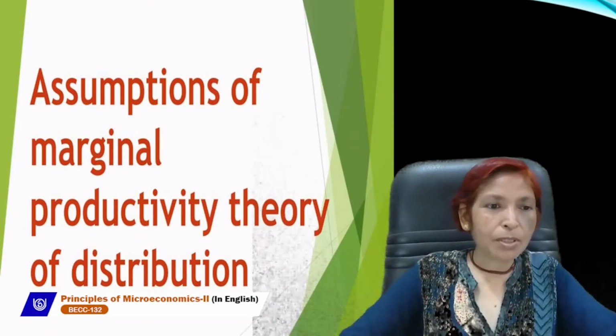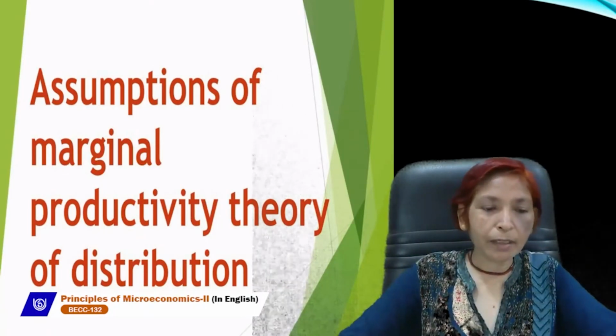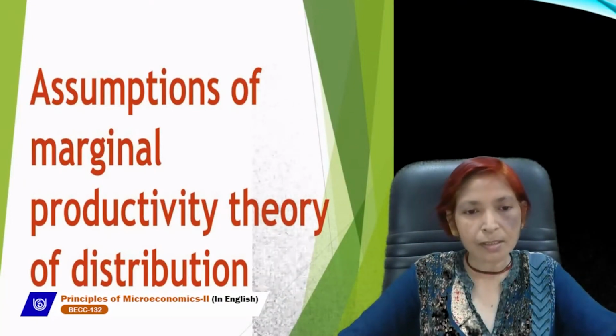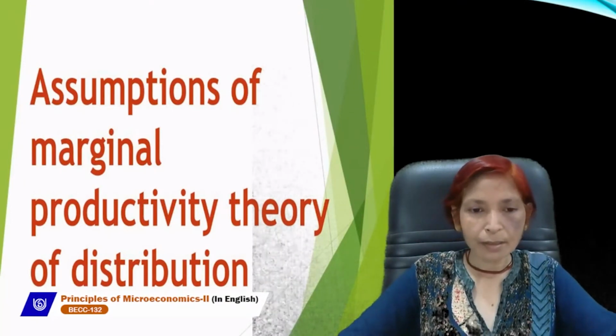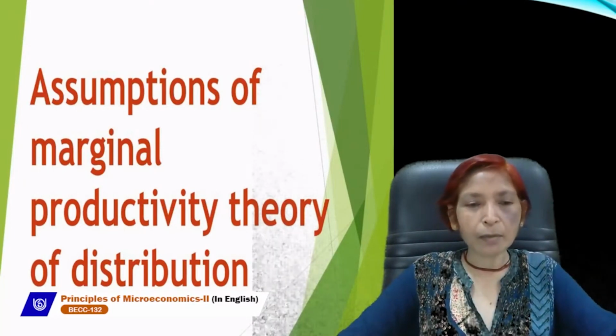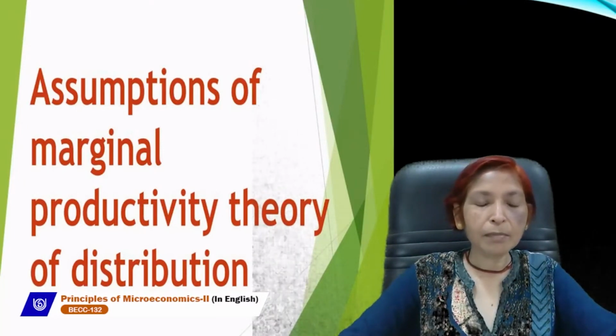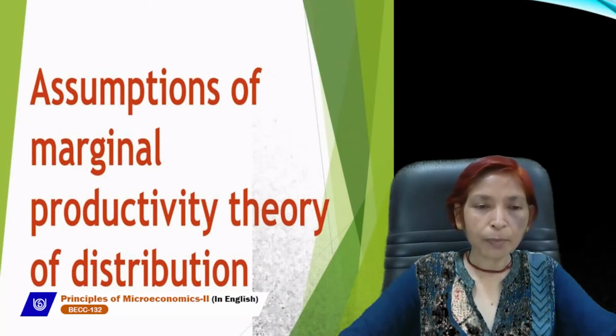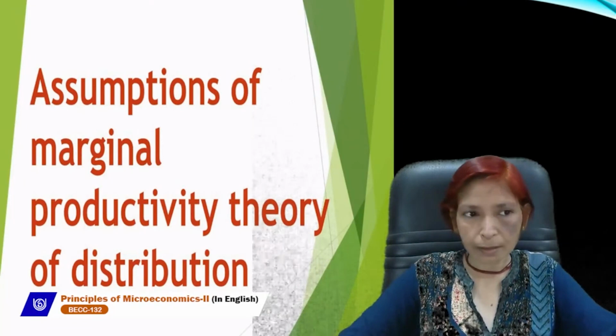We will discuss the marginal productivity theory of distribution. As we discussed in the last session, this is a theory of factor pricing and income distribution. Today we will do the remaining portion of this topic.